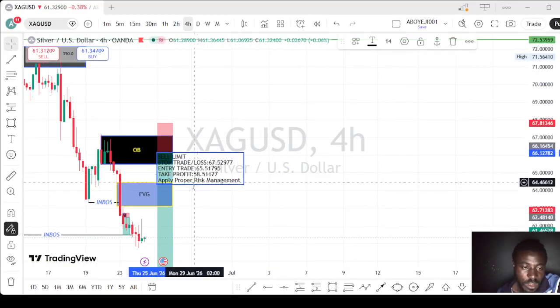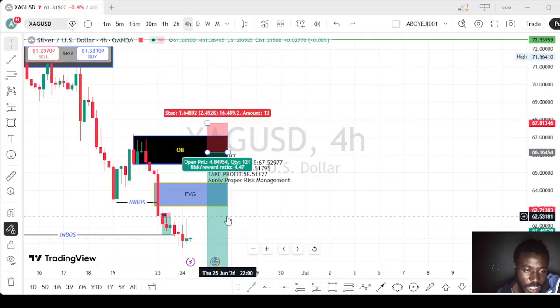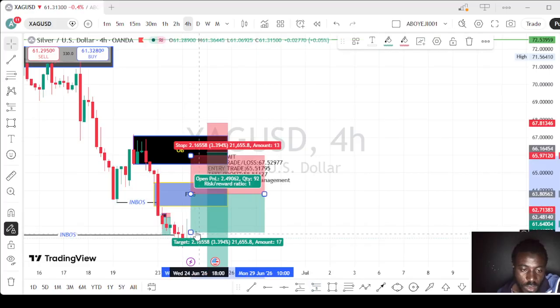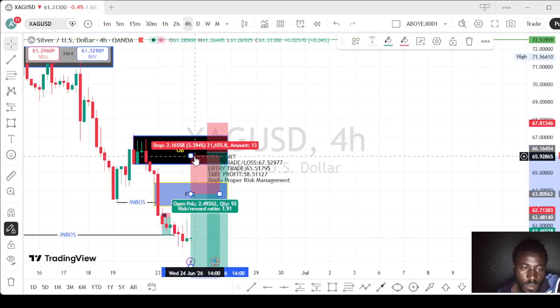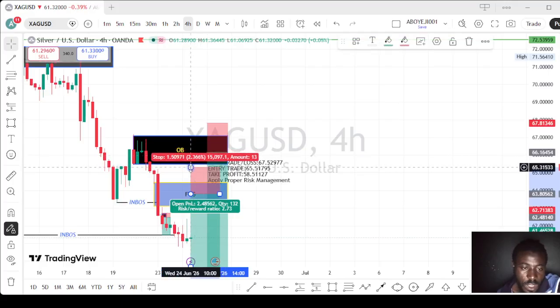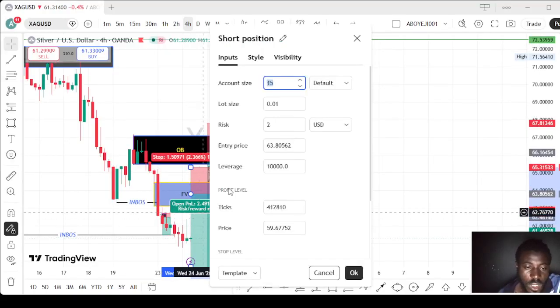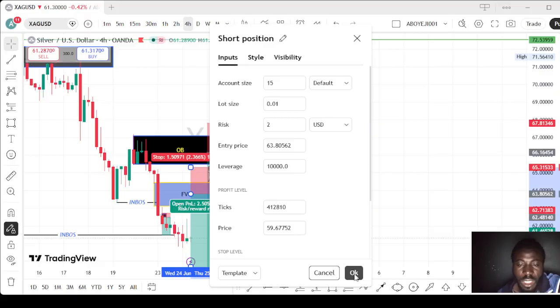I'm still expecting the market to anticipate from here. But if the market wants to respect this FVG at the middle of the candle, that is what we are going to use. Our stop loss will be here. At the middle of the candle, if the market wants to respect this FVG, this is our entry now. You can see this is our entry. This is our take profit, and this is our stop loss. These are our coordinates.